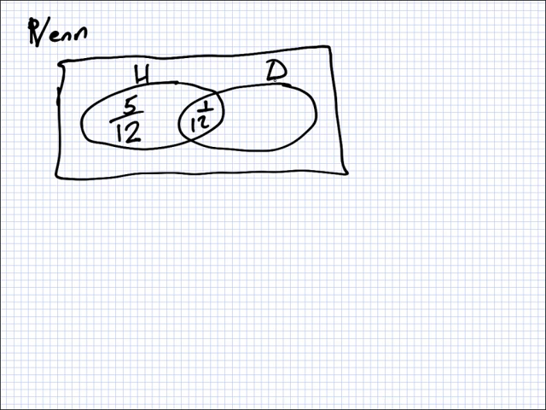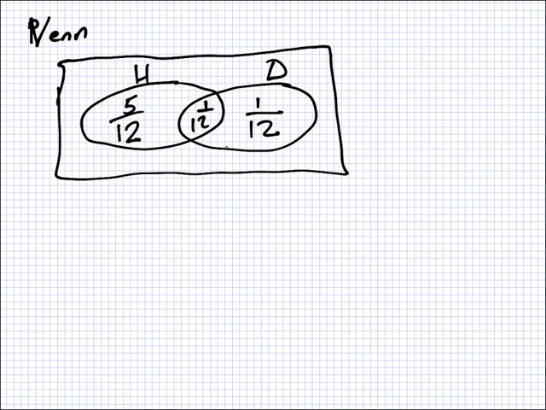Now, what's the probability of getting a 6? We said 1 over 6. Here we already have 1 over 12, so this number here must also be 1 over 12, because 1 over 12 plus 1 over 12 gives you the 1 over 6. And lastly, what's the total probability supposed to be? 1.